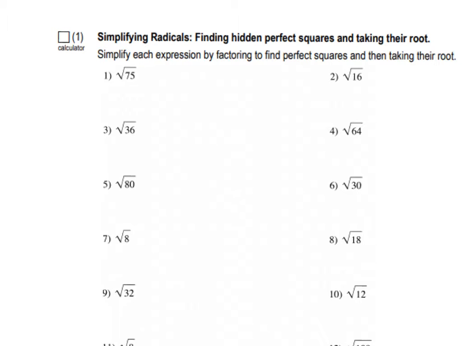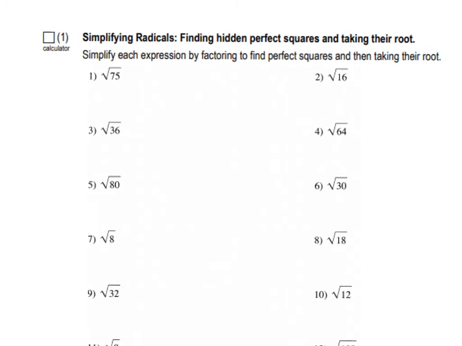Hi guys, so today we went over a lesson on simplifying radicals. What radicals are, we are really just going to look at this sign. This is called a radical, okay, but that's also called a square root. So those terms are interchangeable, so we can use them both, but they mean the same thing, okay?